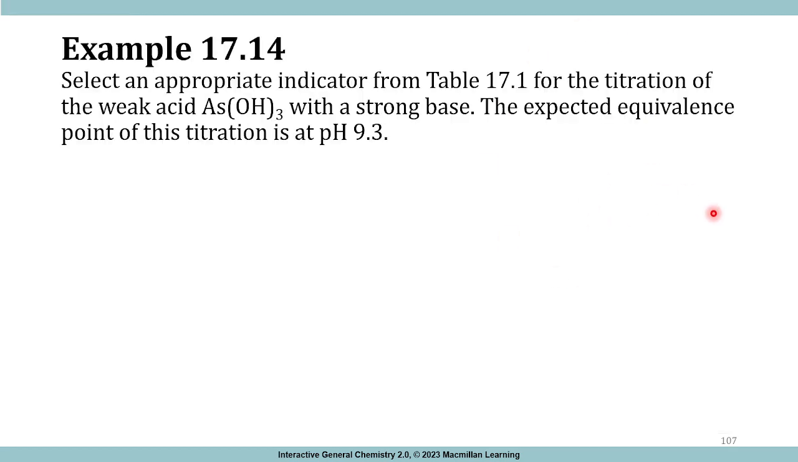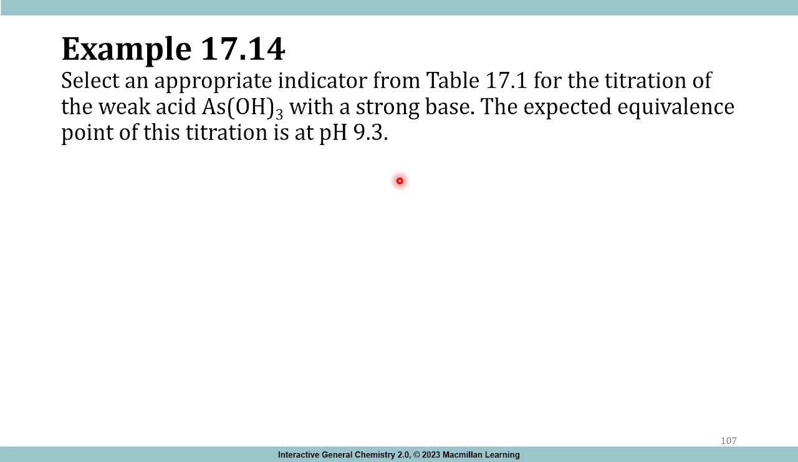So select an appropriate indicator from table 17.1 for the titration of a weak acid with a strong base. The expected equivalence point of this titration is 9.3. So our equivalence point is 9.3. What do we want our endpoint to be? What would be the ideal situation for our endpoint to be? 9.3, right? We'd want to end at our equivalence point, right?